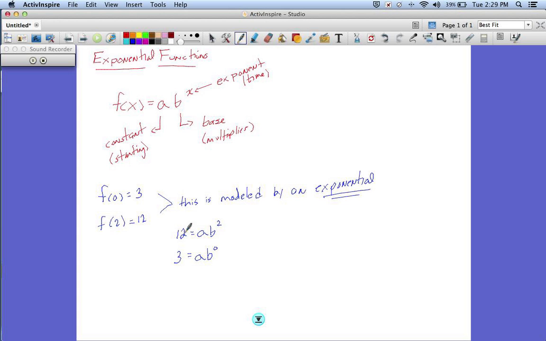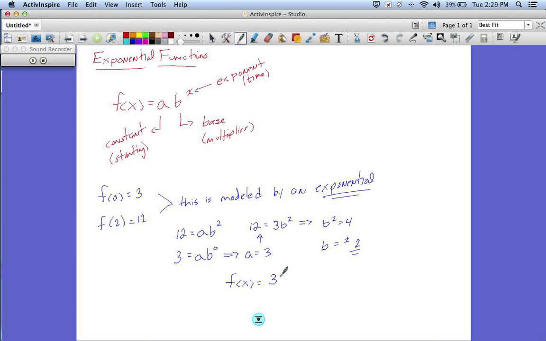Well, this is a system of two equations with two unknowns. Anything to the 0, remember, is 1. So that tells us a equals 3, which then we can plug in up here. So 12 equals 3 times b squared, which means b squared equals 4, and that means that b equals plus or minus 2. Don't forget your plus or minus when you take the square root, which means our general equation is one of two things.